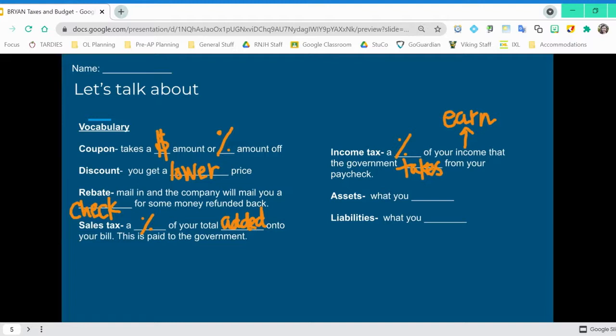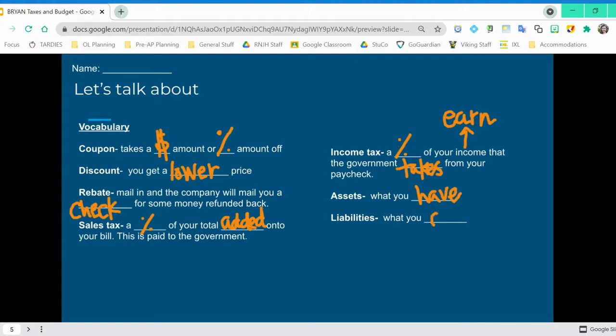The next word is assets. Assets are what you have. This could be money. It could be a house. It could be a property. It could be a farm. It could be a car. It could be a boat. It could be whatever you own. Okay. So your assets are your phone and your AirPods and whatever you guys have as teenagers. Those are the things that we would call your assets. It's what you have.